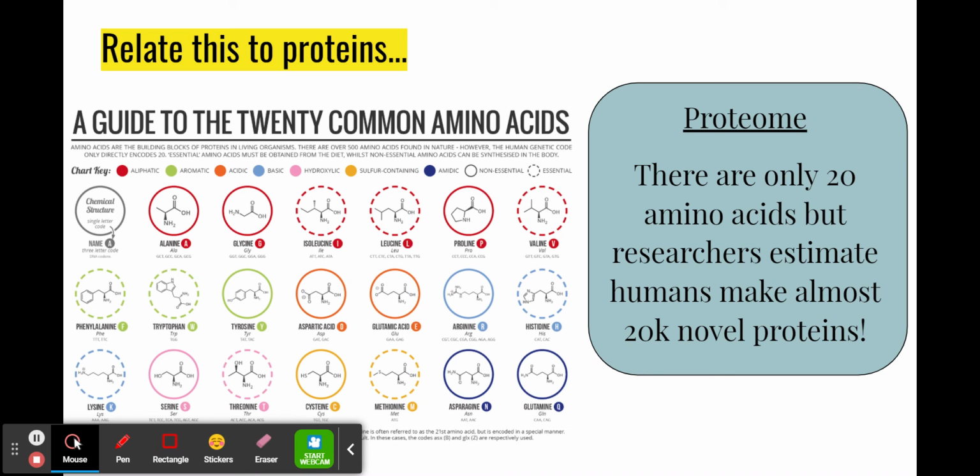So with these 20 amino acids, we're currently at just under 20,000 novel, different proteins that we as humans can make just from these. And again, that's only humans. There are many, many, many other animals that are making their proteins as well.